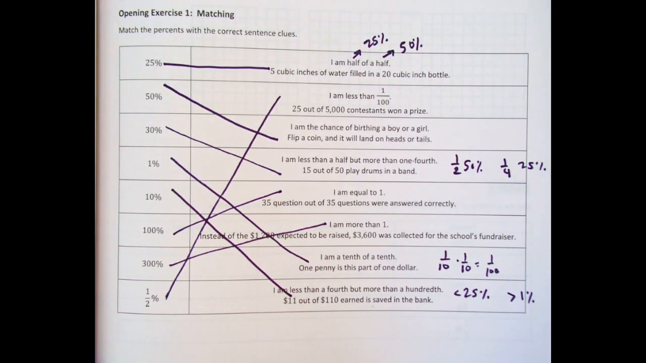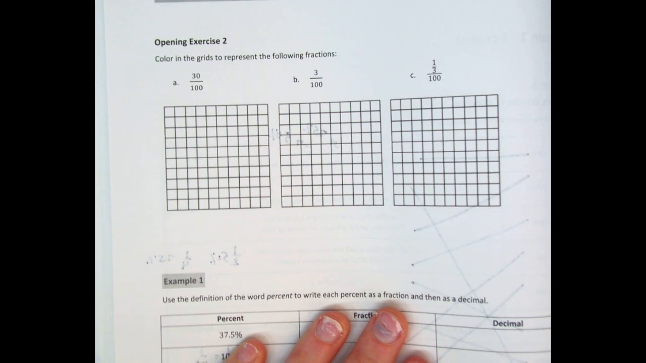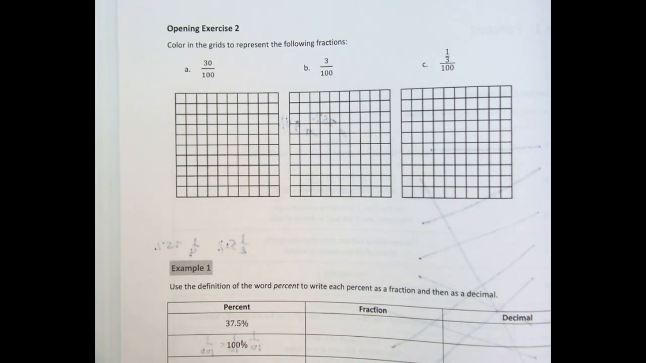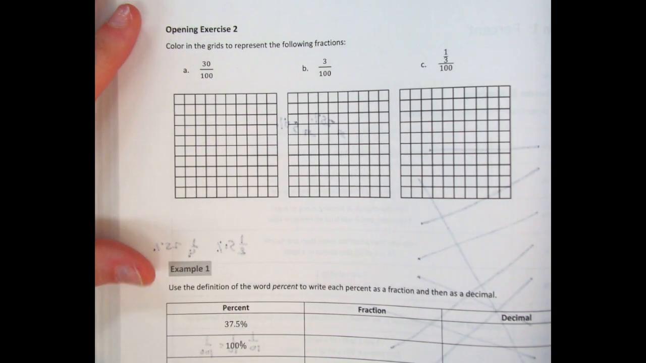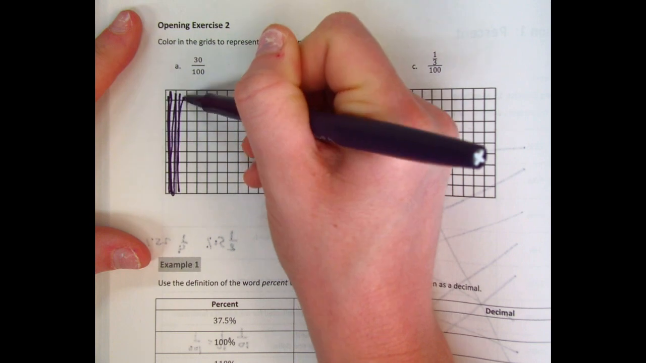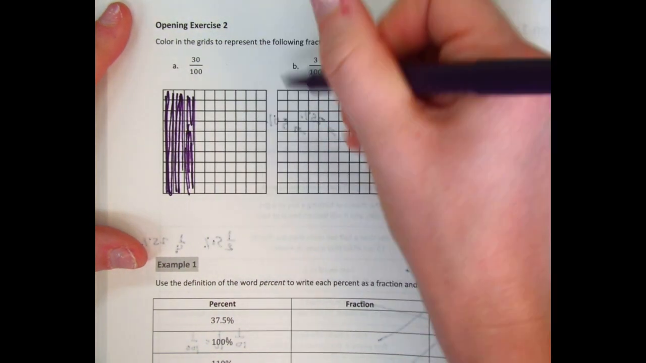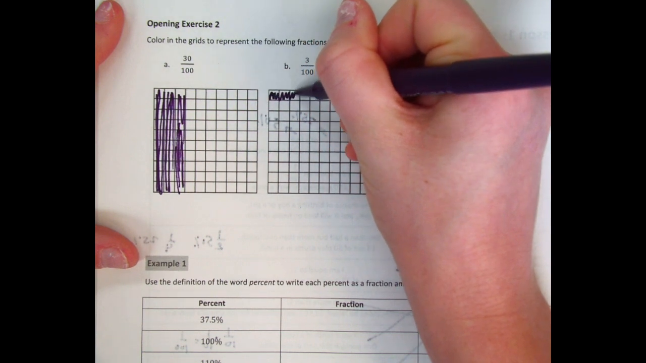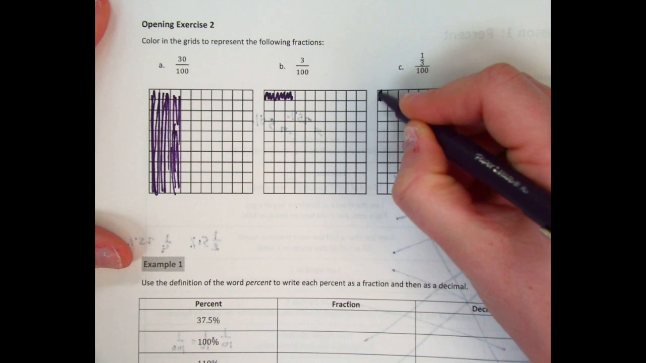Okay, next one. When you are filling in, remember percents are always out of 100. These are just examples of fractions out of 100. 30 over 100 is 3 full columns. If you did rows instead, that's fine. 3/100ths and 1/3 of a 100th, just a little itty bitty less than half a box.